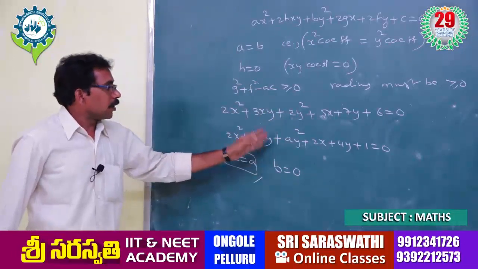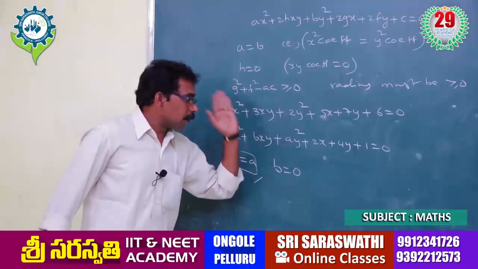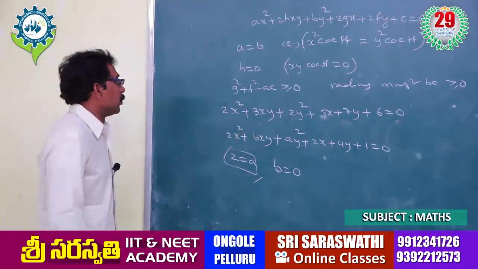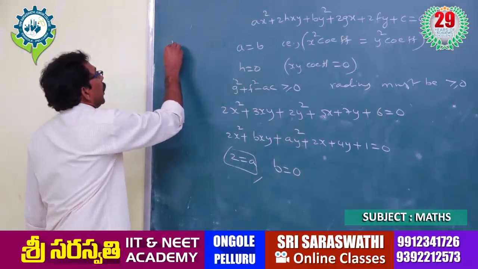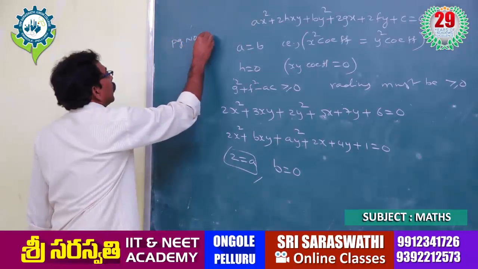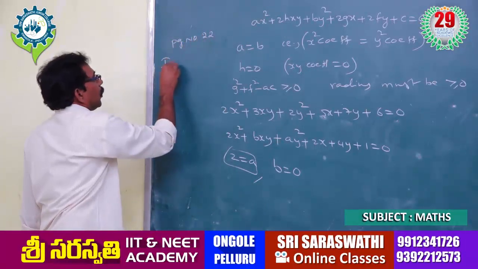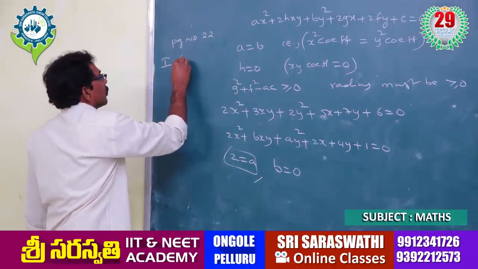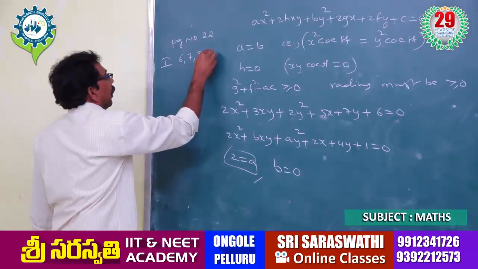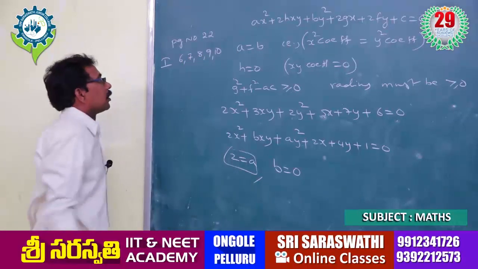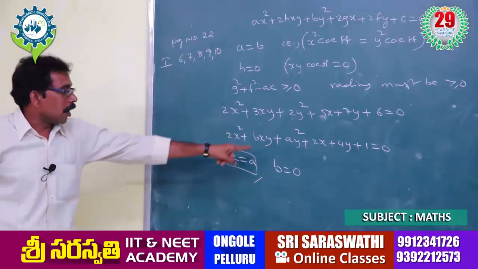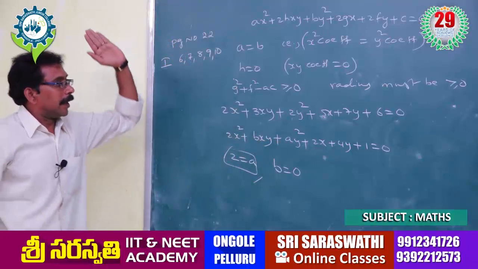For this model, you can find the problems in the academy textbook, page number 22, Roman 1, problems 6, 7, 8, 9, 10. These problems are of this model.